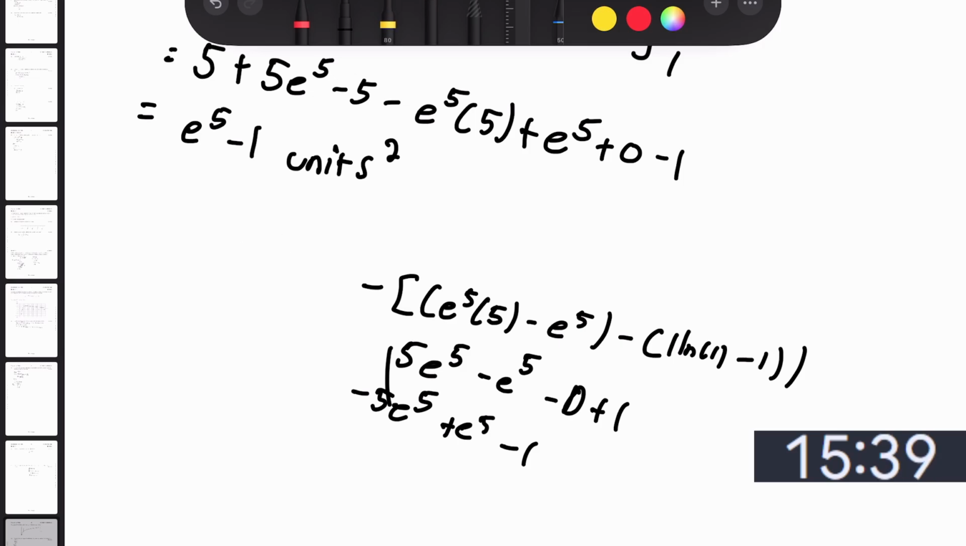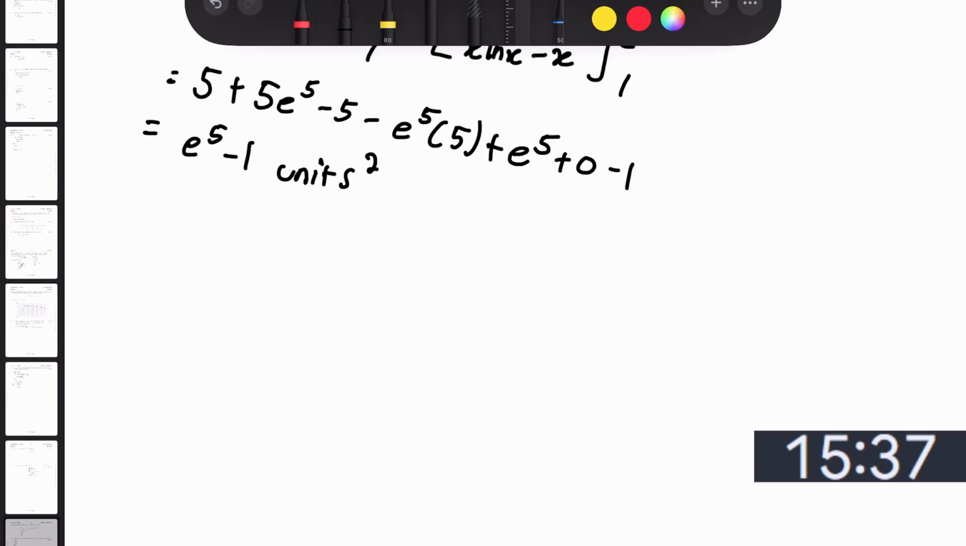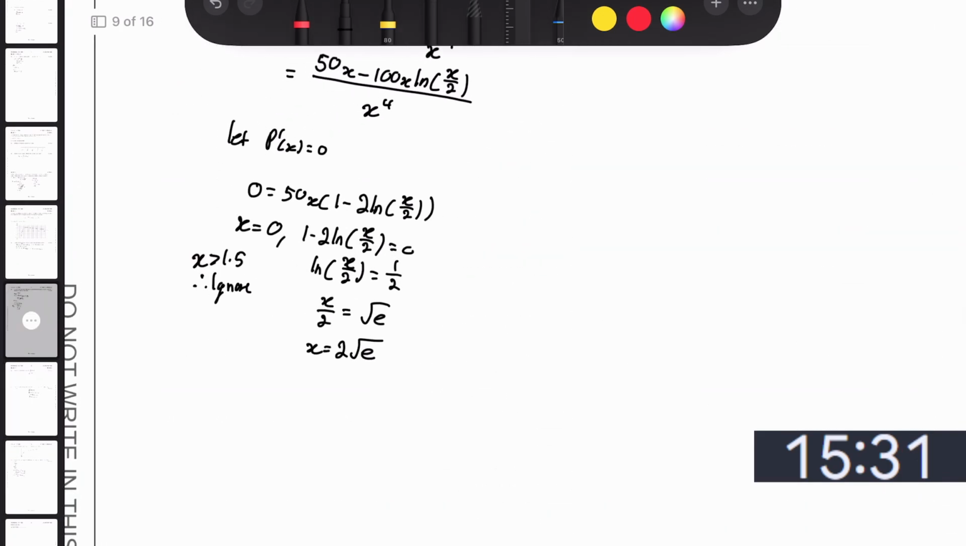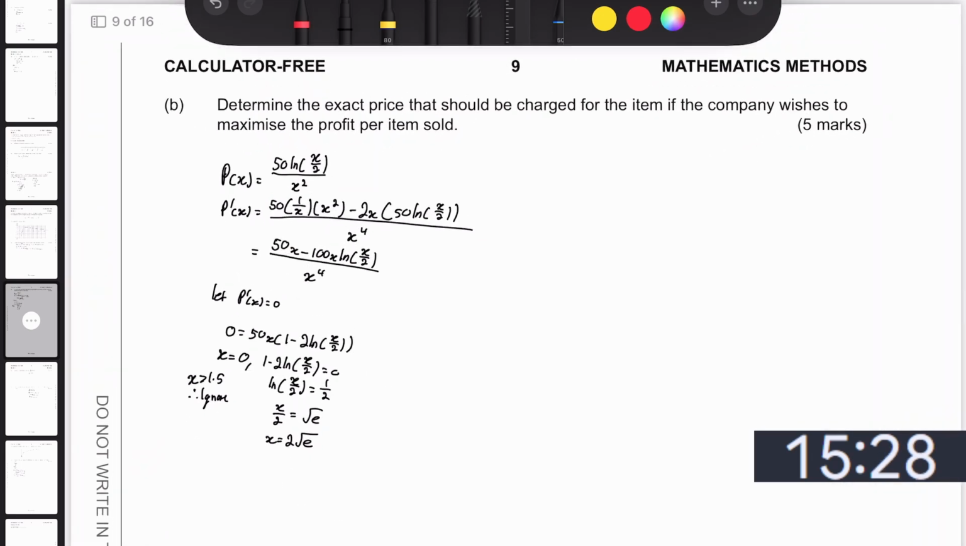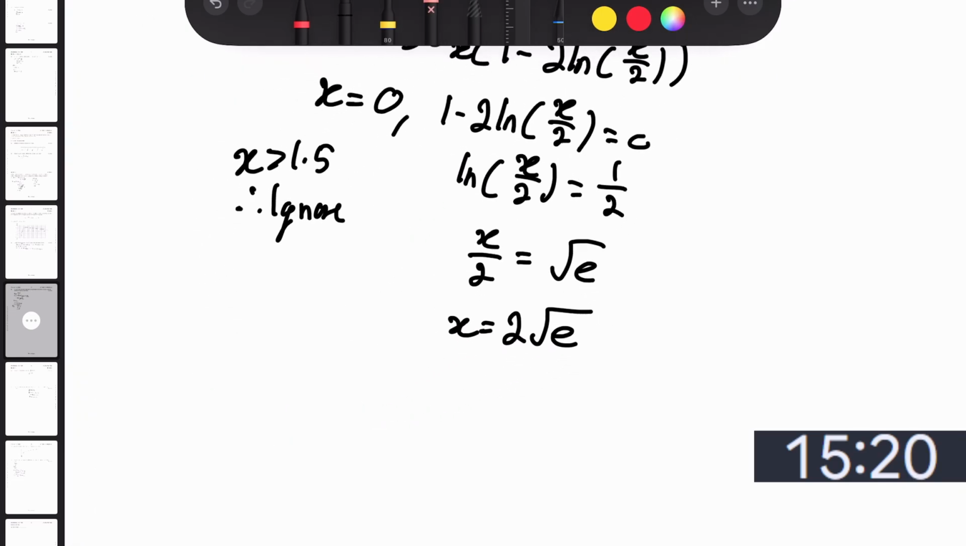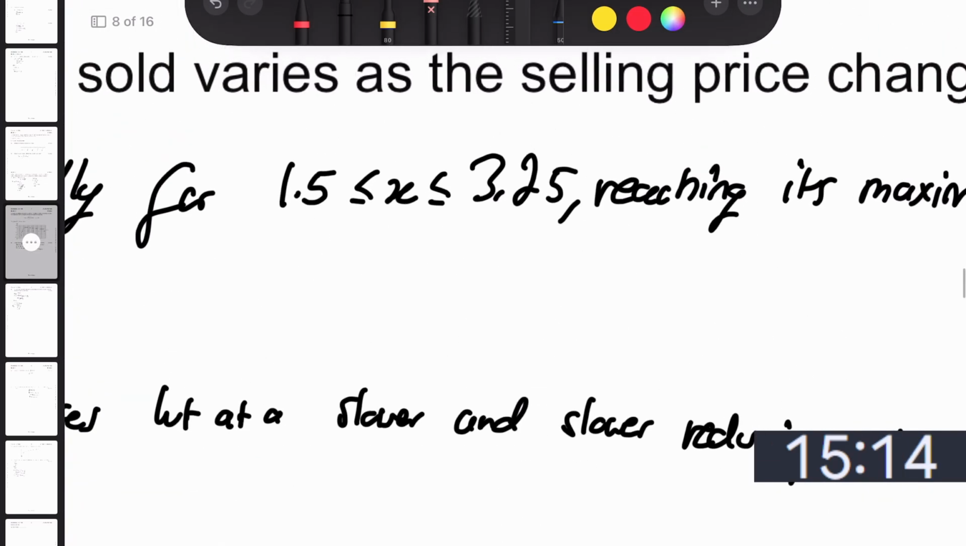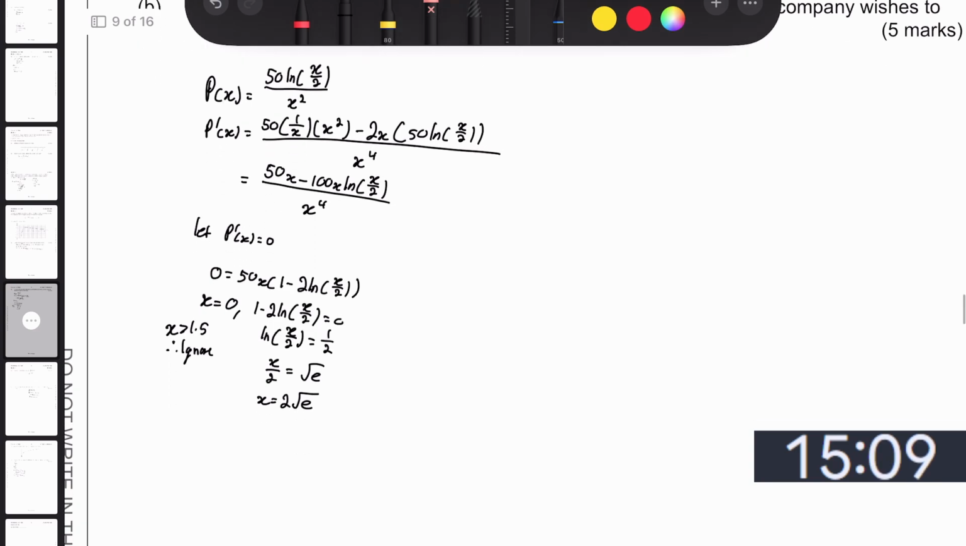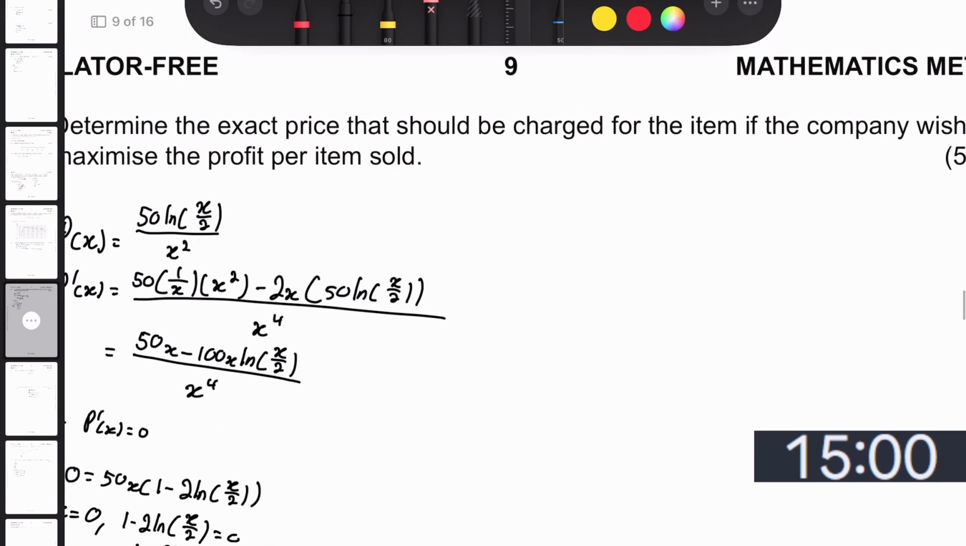All good. Okay, now it looks like we have to do the second derivative on that disgusting equation up here. Is this all they want? It is 5 marks though. Maximize the profit per item sold. I guess we'll do it. Might as well get started.